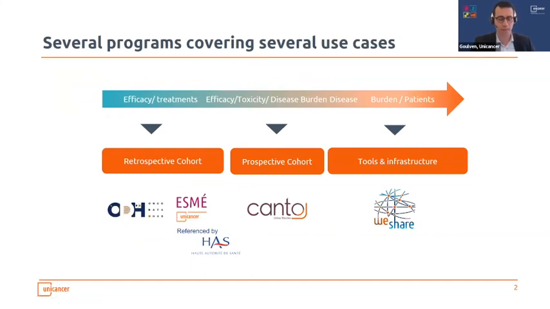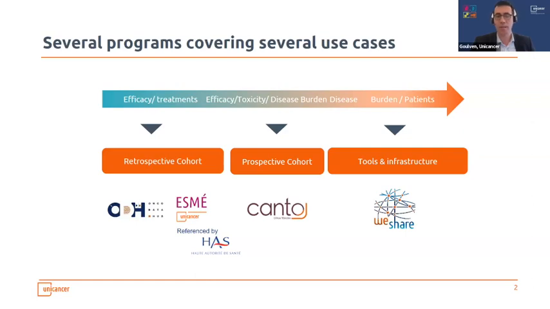UNICANCER real-world data program. So we at UNICANCER have built several programs to retrieve real-world data. We have a retrospective cohort like Oncodata Hub in breast cancer and lung cancer. ESME cohort as well, in metastatic breast cancer, advanced and metastatic lung cancer, which has been referenced by HAS, the French Health Technology Assessment Body.